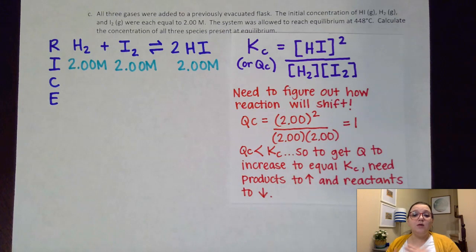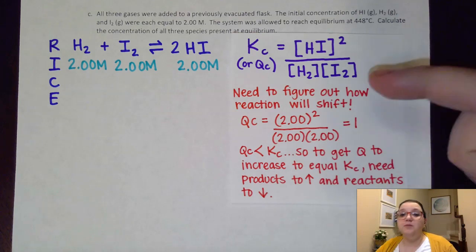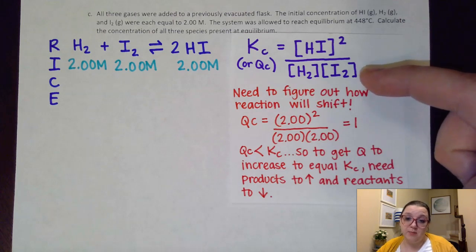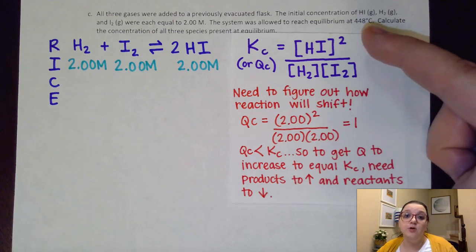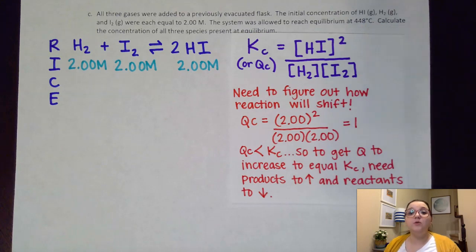Now, let's say you calculated Q and you had the opposite. You had something that was too big, maybe you had 100 for your Q. To decrease it, I would need to do the exact opposite. I would need my reactants to increase and my products in the numerator to decrease. So you always have to ask yourself, where is my ratio right now, and what do I need to do to shift things around to get that ratio to what I want it to be?